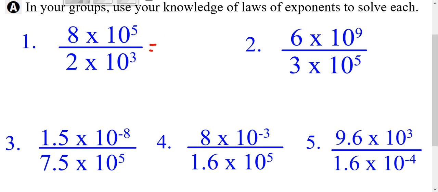8 divided by 2 is 4. Keep the base, subtract the exponents. 5 minus 3 is 2. Pause the video. In about 5 seconds, the answers will come out.